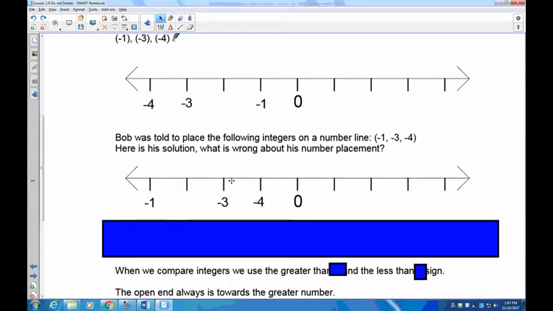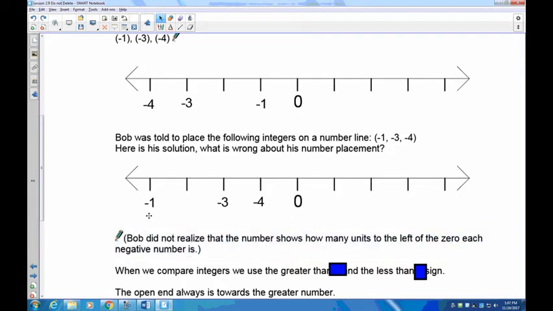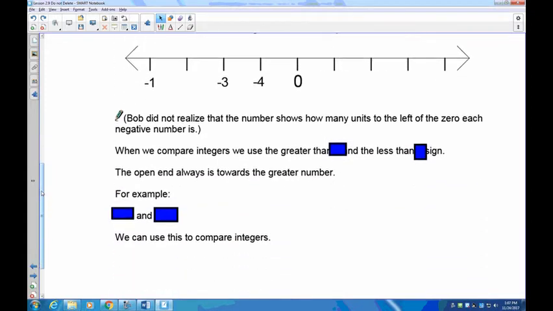So the negative 1 should be 1 unit to the left right here. The negative 3 should be 1, 2, 3 units to the left right there. And of course the 4 is 1, 2, 3, 4 units to the left, so that's right there. So what he did is he's confused the magnitude of the numbers, and he's gotten them incorrect that way.